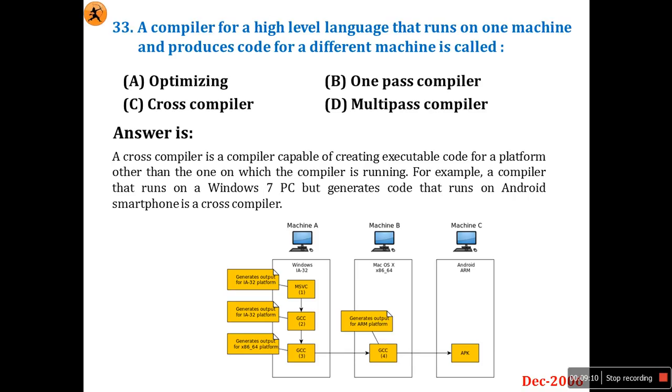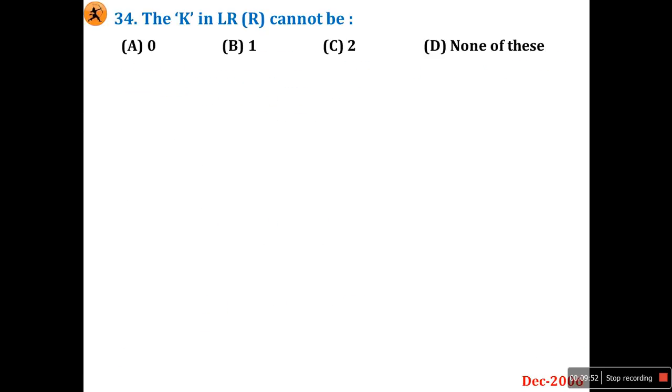Now this is the simple diagram. This is Mac, this is Android, this is Windows, then this runs here, but it creates and produces code for different machines. This is exactly a cross compiler. I hope you understood. Now you are writing one of the topmost exams, so please go through all concepts in depth. Don't suddenly select any of the options. So first you think and try to answer. Okay, so I hope you understood. This is option C.